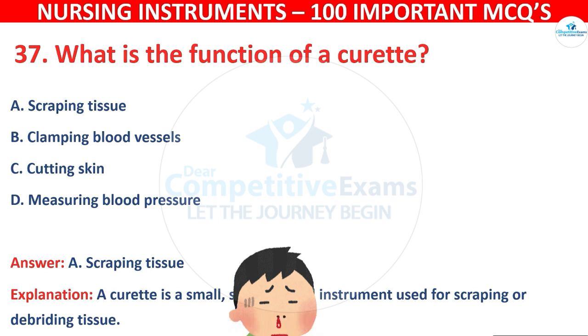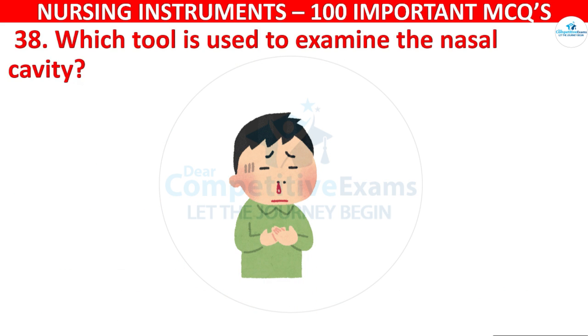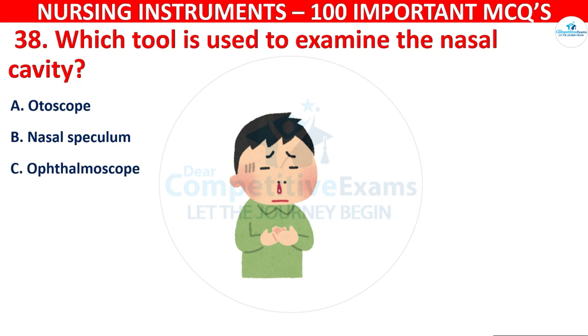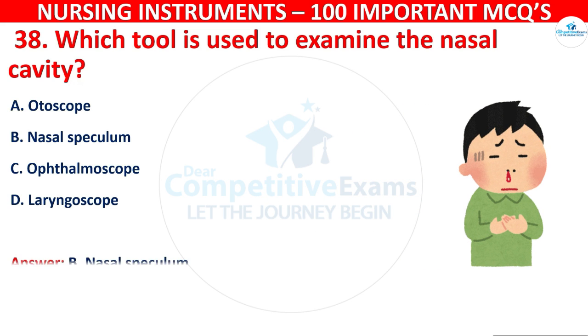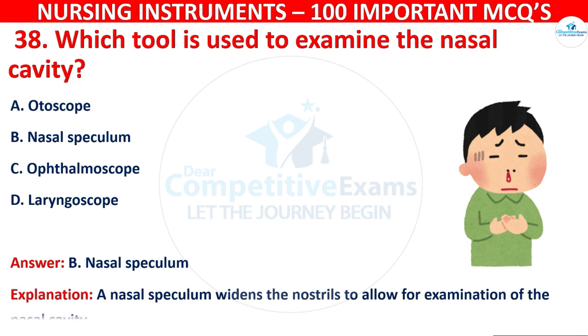Question number 38. Which tool is used to examine the nasal cavity? Your options are otoscope, nasal speculum, ophthalmoscope, or laryngoscope. The correct answer is B, that is nasal speculum. A nasal speculum widens the nostril to allow for examination of the nasal cavity.